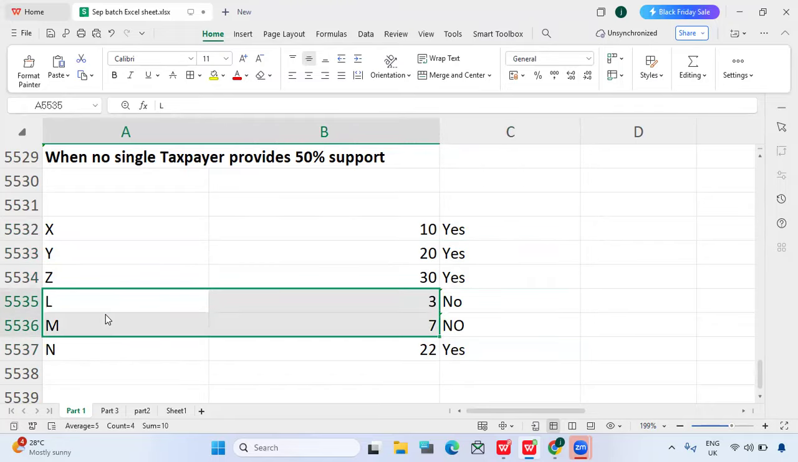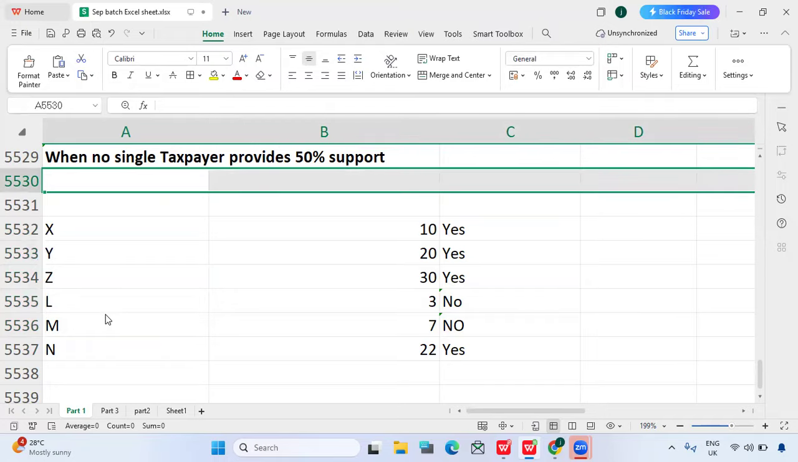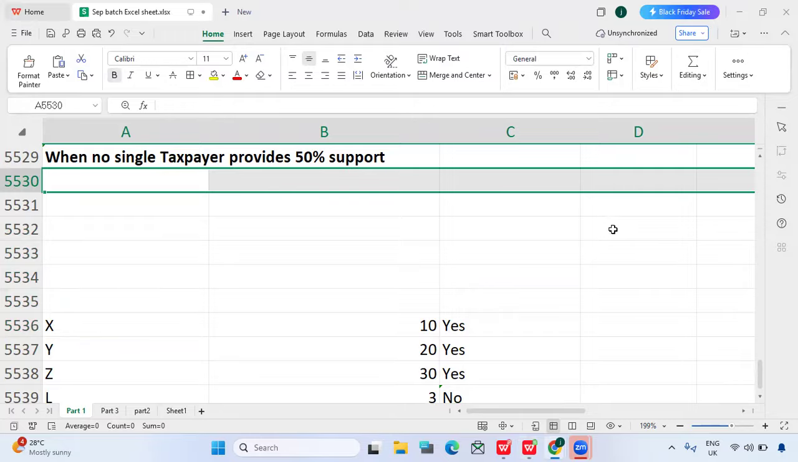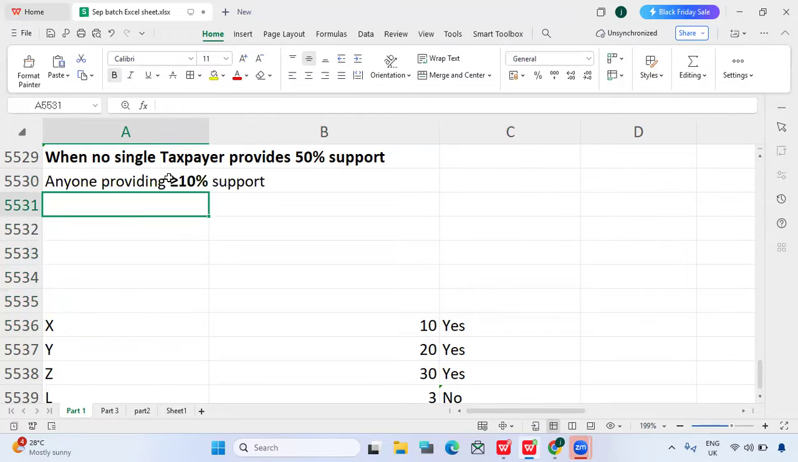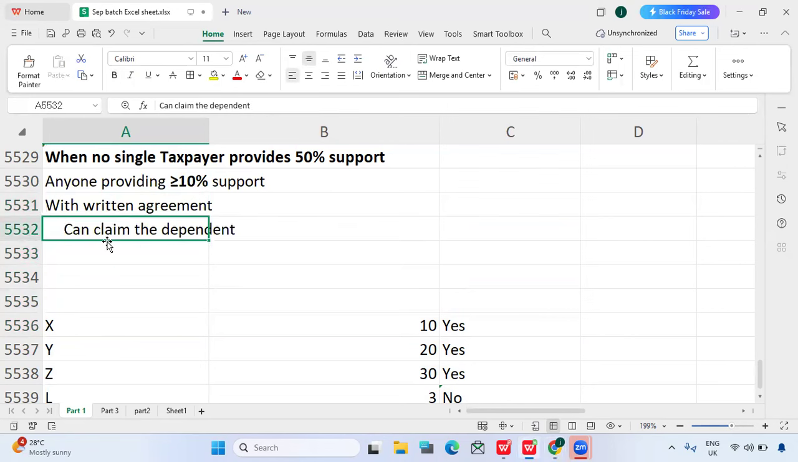So who can take the decision? That person should provide more than 10% as support; only that person can take the decision. So the first important point: when no single person provides more than 50% support, we have to check who is providing more than 10%. Then we have to take the consent in a written agreement. Then only we can claim as the dependent. These points clear? Guys, say yes or no. Yes or no, please. Yes, clear.